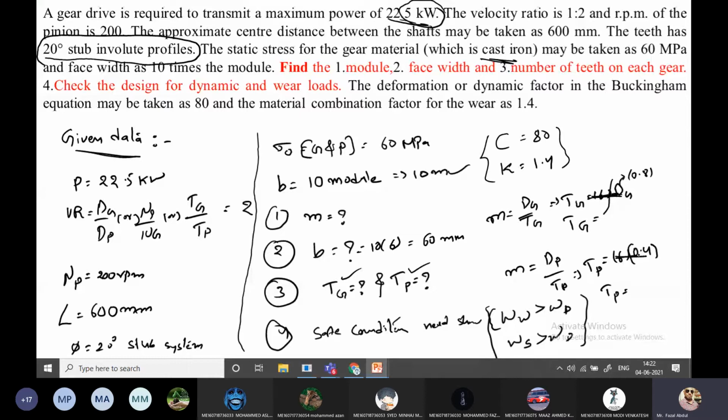Wait. Don't calculate. So TG is equal to 0.8 by 6. This is in meters, so convert it to mm: 800 by 6. Now this is 400 by 6. Now 800 by 6, how much? 400 by 6, how much?